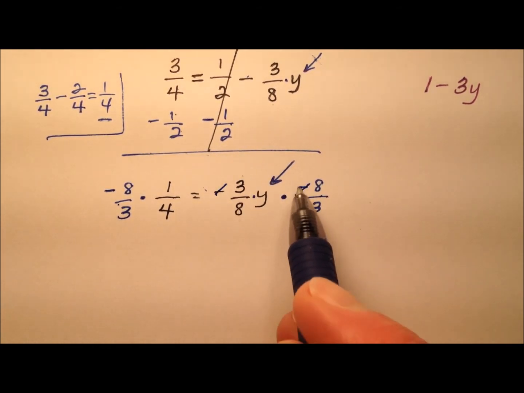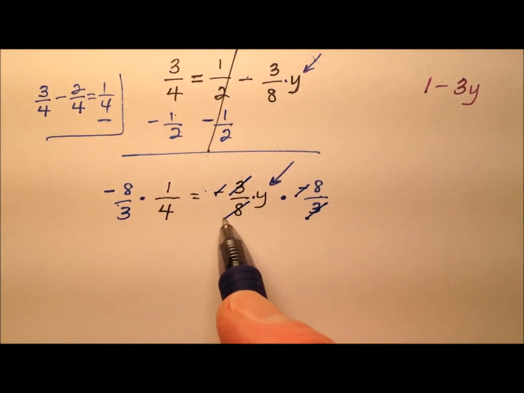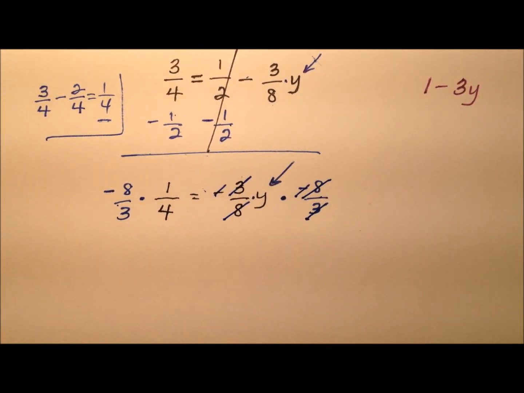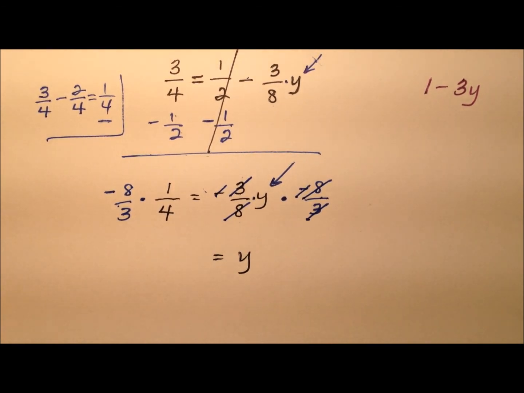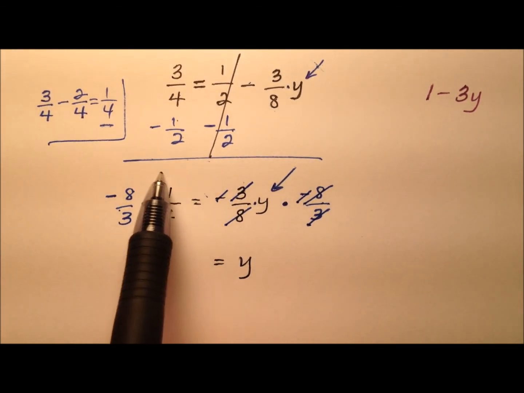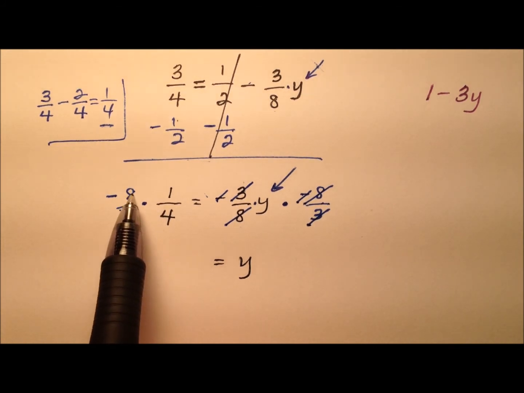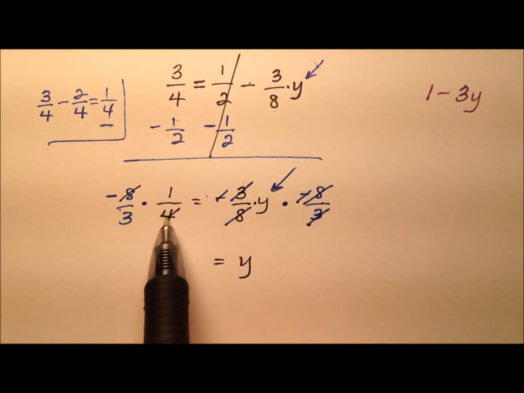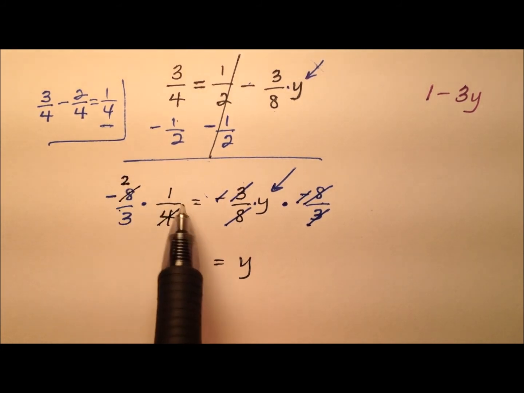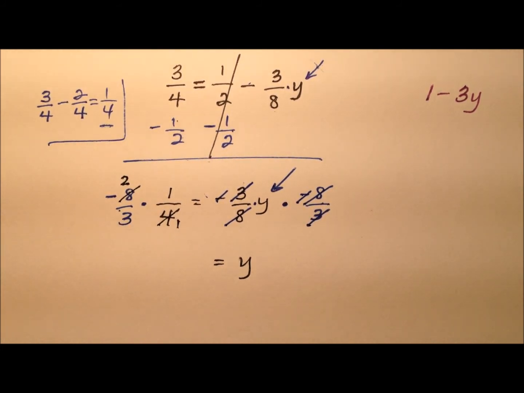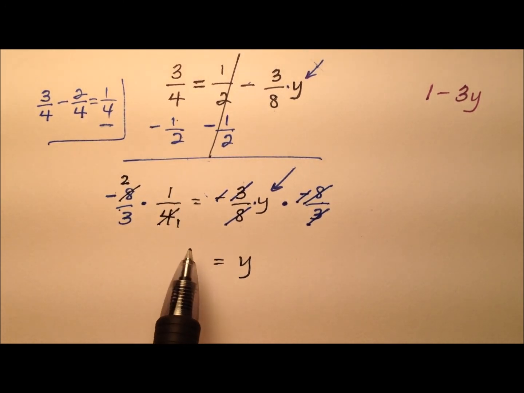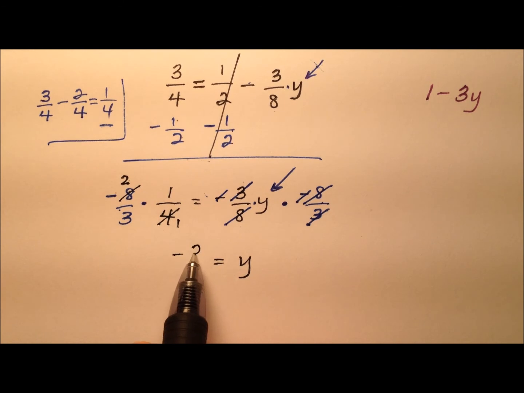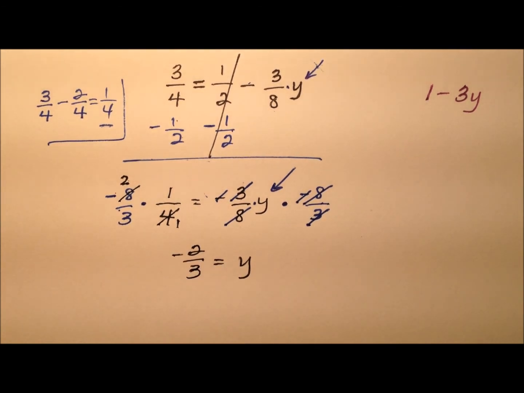So the negatives cancel and the 3's cancel and the 8's cancel. So that's nice, and I have just that y all by itself over there on the right side. Okay, well, how about this left side? Well, it looks like between the 8 and the 4, I can reduce by dividing both of those by 4. So I'll be left with a 2 and a 1 respectively. So when I multiply negative 2/3 times, well, 1 over 1, or just 1, I'll have negative 2/3.